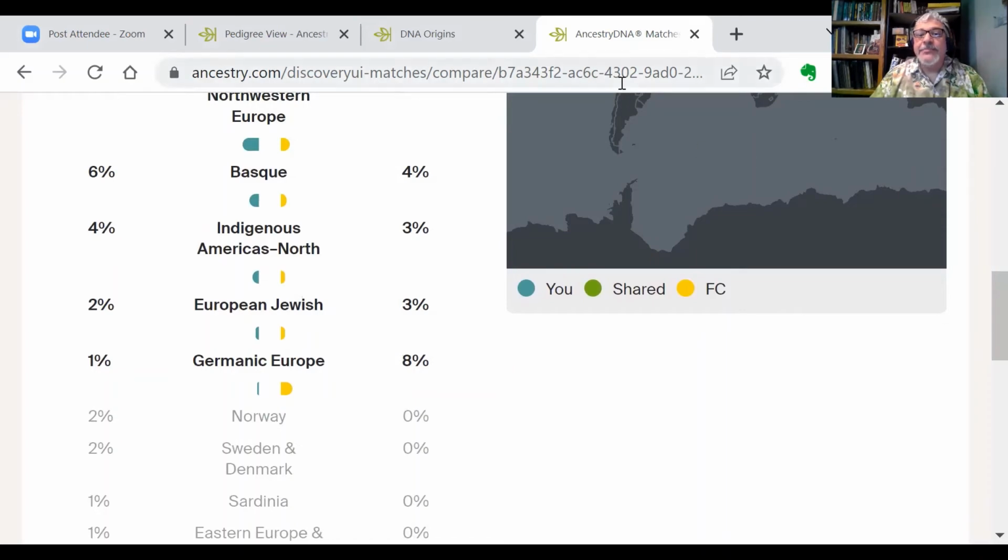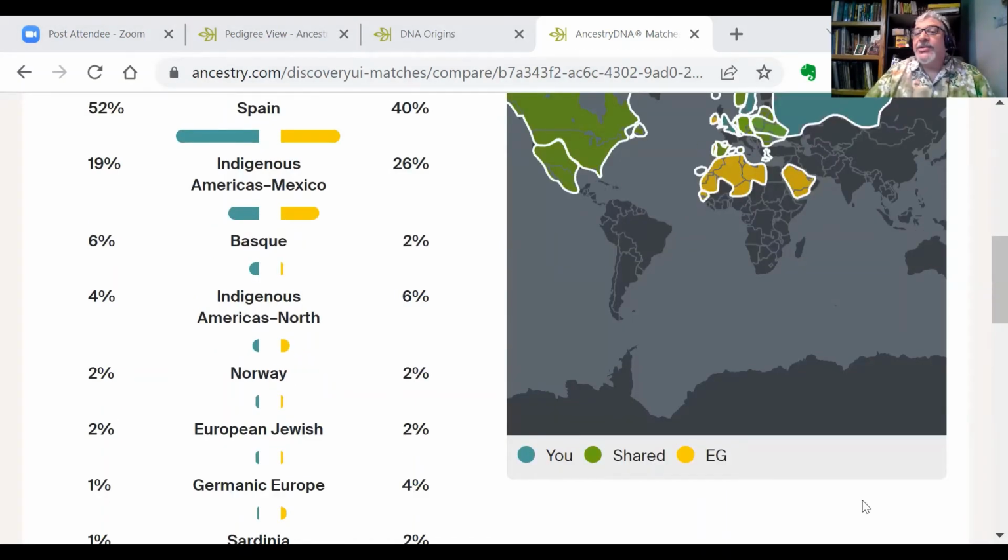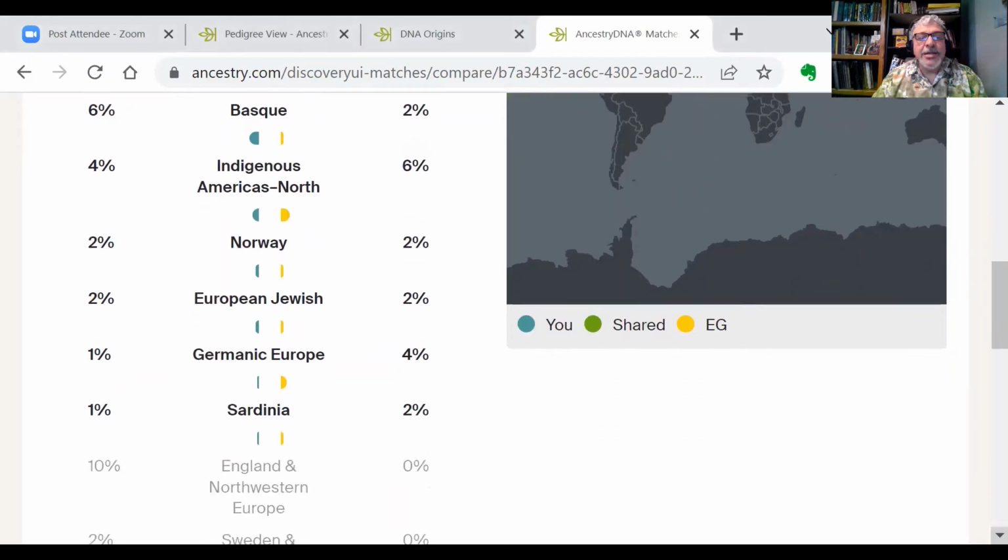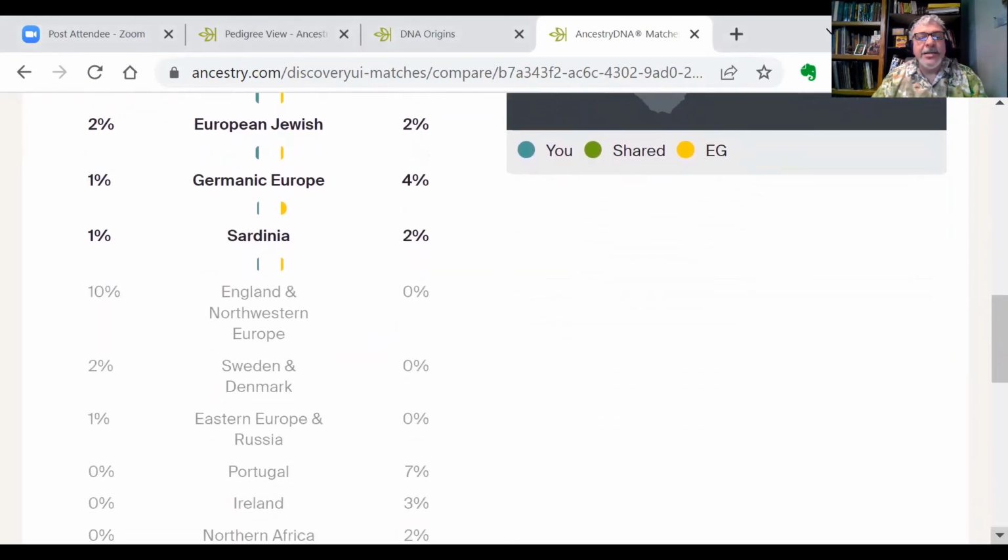Let's look at another cousin. So this is one of my cousins on my paternal side, first cousin once removed. This is my paternal aunt's granddaughter, or my cousin's daughter. And as you can see, 40% Spain, 26% Indigenous. Let's go back down here. Norway, 2%. European Jewish, 2%. Germanic Europe, 4%. Sardinia, 2%. There's Sardinia again. I'm getting a lot of that Sardinia in there.